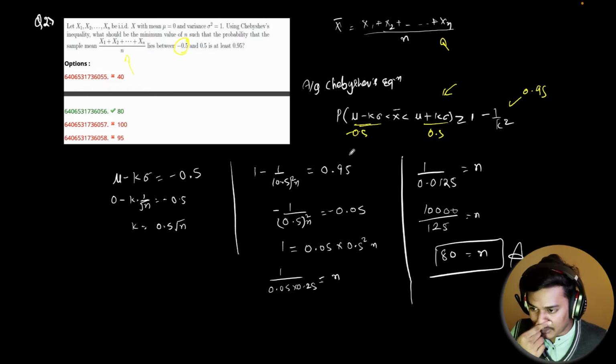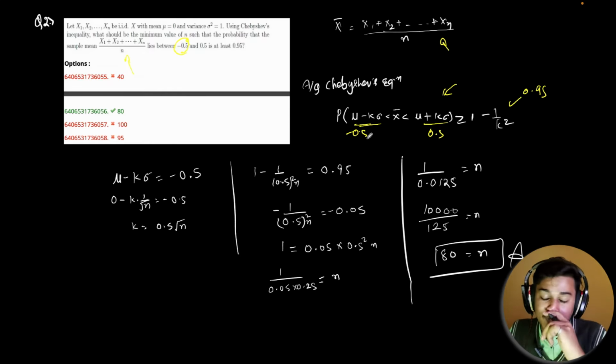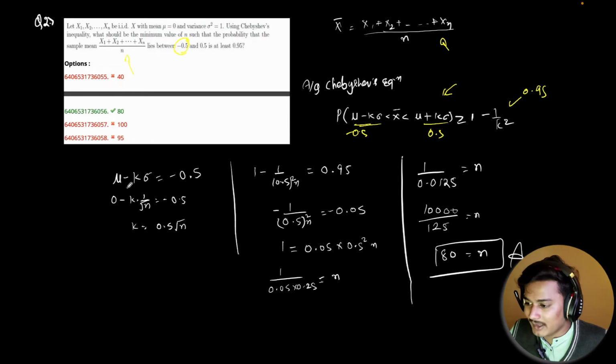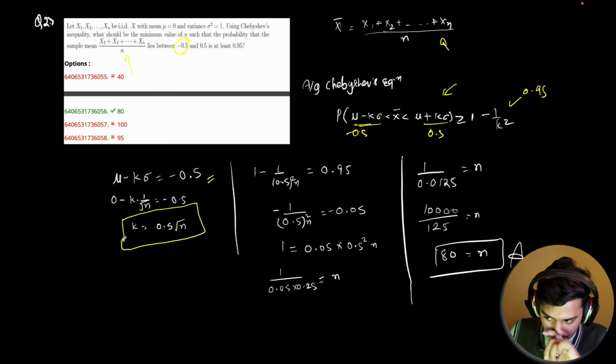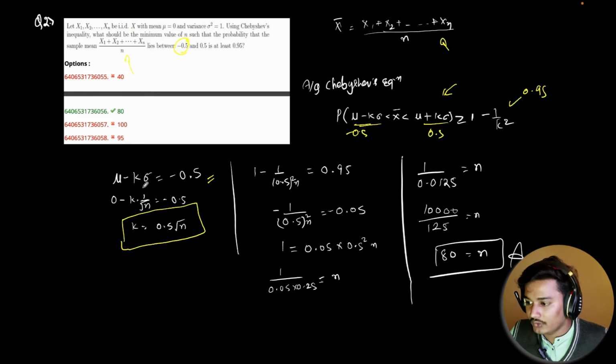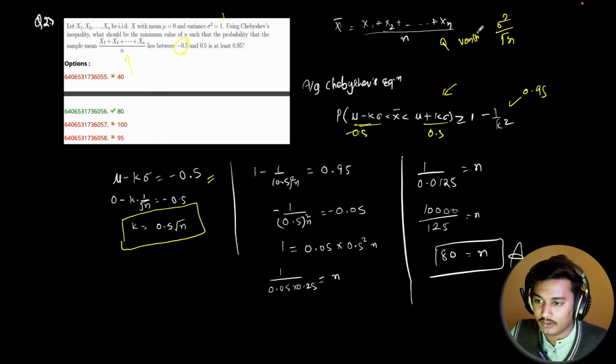Okay. Now, equating this, we have to find the value of k, okay? So mu minus k sigma is nothing but minus 0.5. So after solving this, we will get k as 0.5 root n, okay? Why? How? So basically sigma is nothing but, in this particular case, it will be 1 by root n, because we have sigma square as 1, okay? For x, and when we get for the sample mean, it will be sigma square by n, right? Variance of x bar, okay? This will be nothing but this, okay?